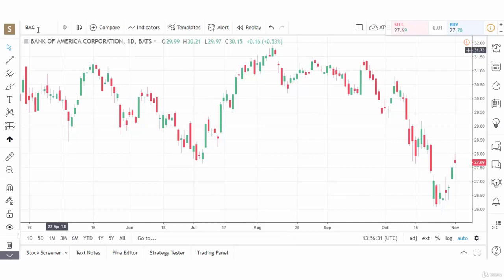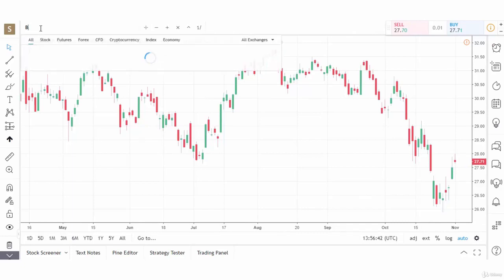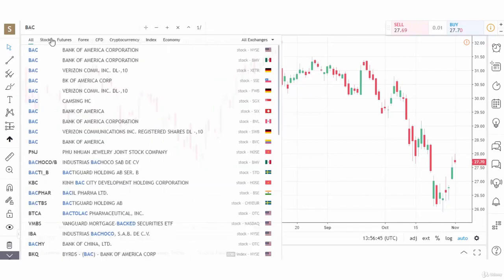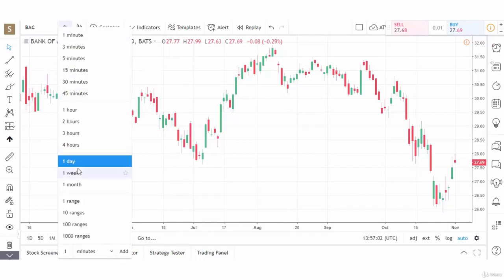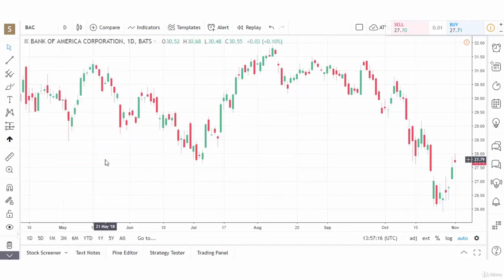In the upper left corner, we'll put in the symbol for our stock. So here we've typed in BAC for Bank of America. You can choose the stock from a drop-down list. The next box over gives us our time frame. So in this case, we're looking at a daily chart. We can look at a chart by the minute, by the 15-minute, 45-minute, hourly, daily, weekly, and monthly. As I said, here we're using a daily chart.